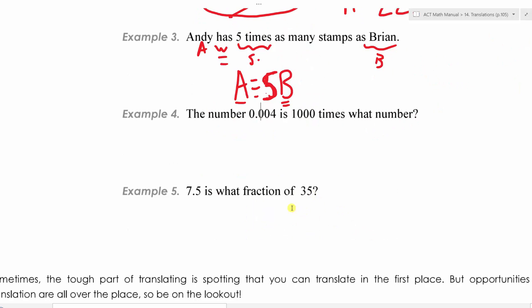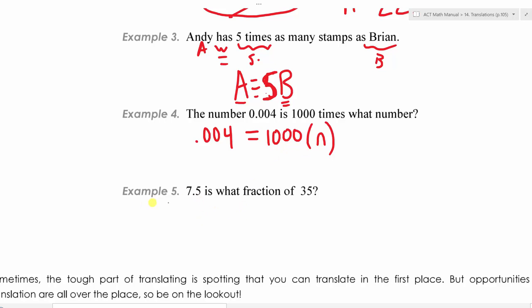Next, we have number 4, which actually tends to be fairly self-explanatory as long as you don't make a careless mistake with your zeros. So the number 0.004 is 1,000 times what number? So 0.004 equals 1,000 N.